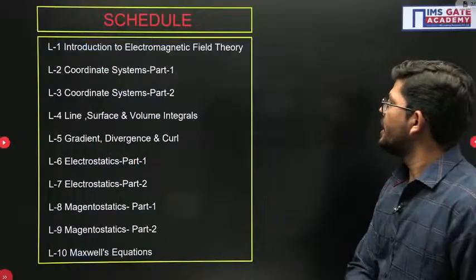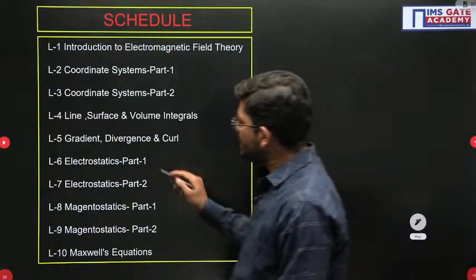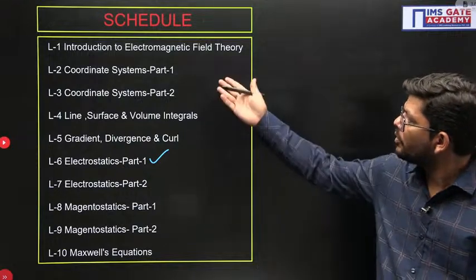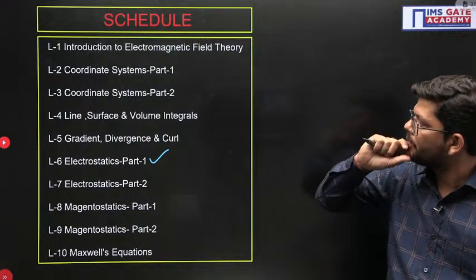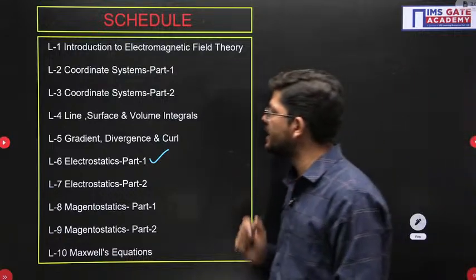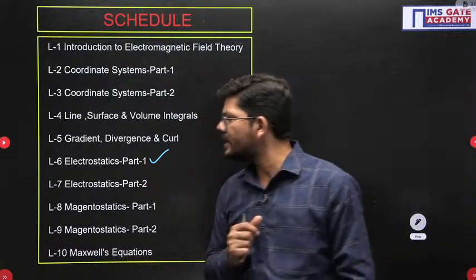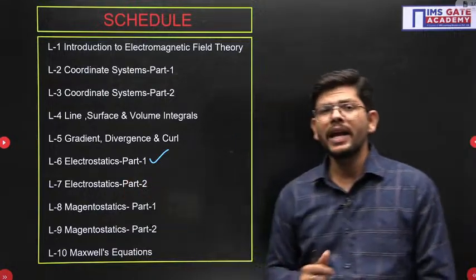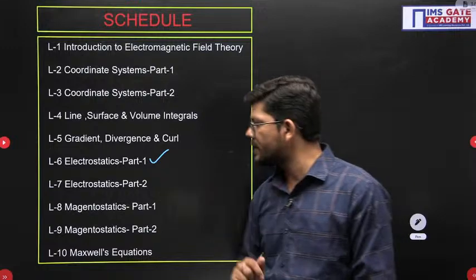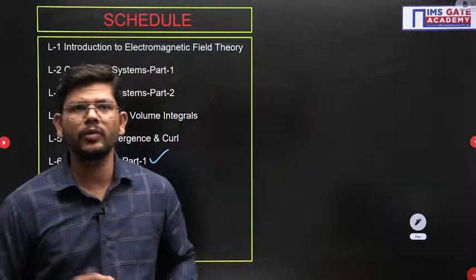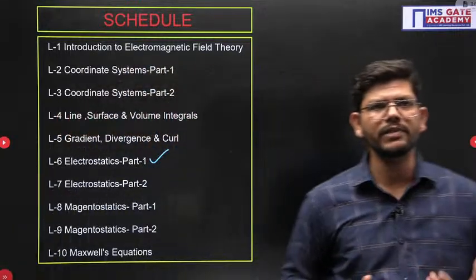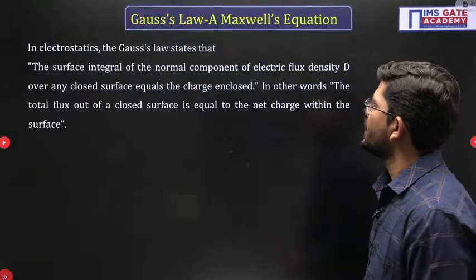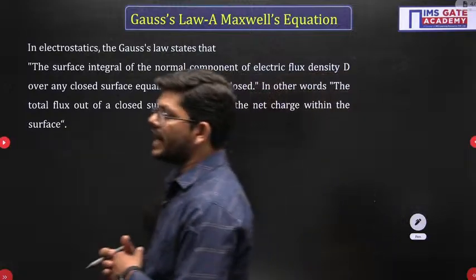Now let me proceed. Up till lecture number 6 we have discussed electrostatics part 1, followed by the coordinate system, line, surface and volume integrals, gradient, divergence and curl, and then we started electrostatics. In this lecture we will try to finish electrostatics part 2, and then in the following lecture we will discuss magnetostatics and Maxwell equations. So this is the lecture flow that we have, and you are currently watching lecture number 7. Lecture number 6 we ended with Gauss law.